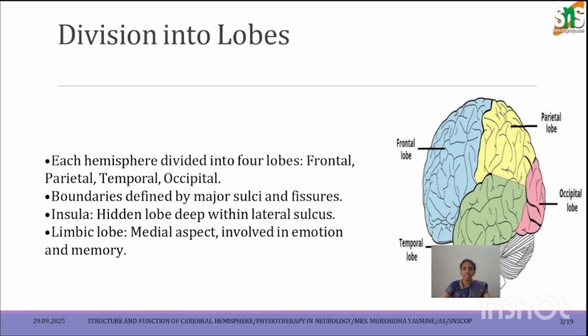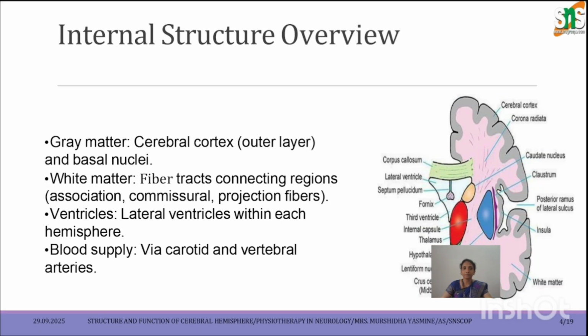What do you mean by insula? Insula is a hidden lobe deep within the lateral sulcus, and limbic lobe is the medial aspect of the cerebral surface, which is involved in emotion and memory function.